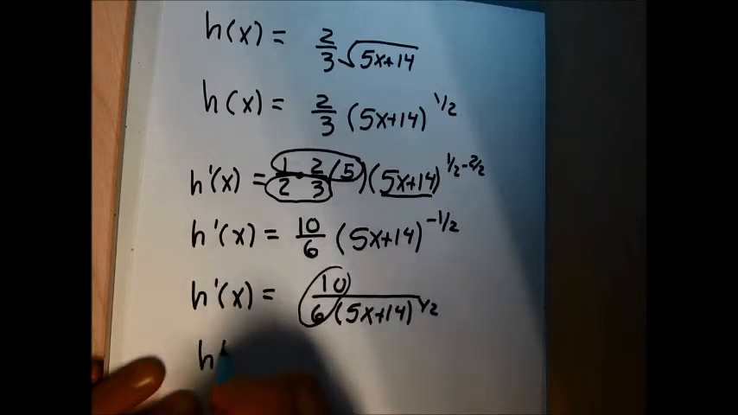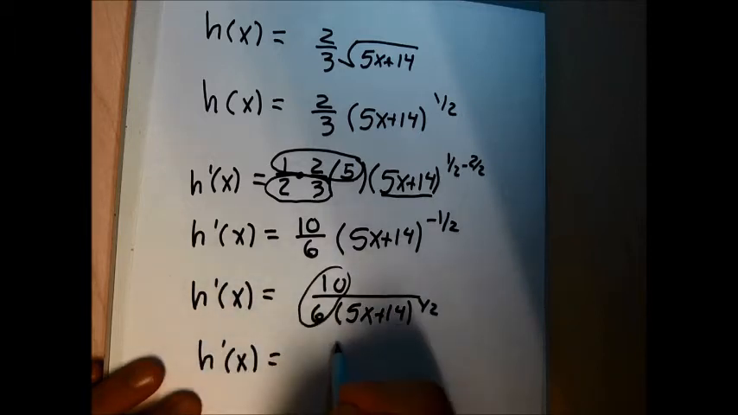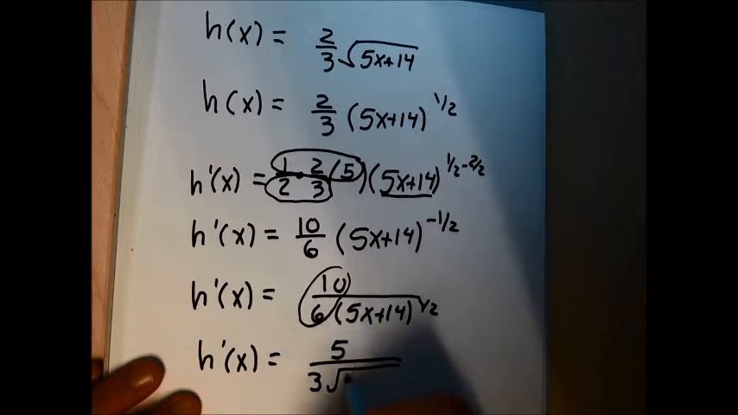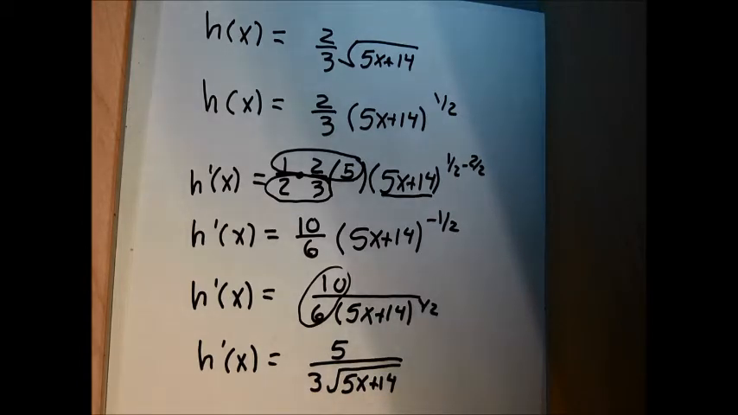So the best derivative using the shortcut to the chain rule is 5 over 3 times the square root of 5x plus 14, because 1/2 power can always be turned back into a square root. One more, and then we'll move on to the section.